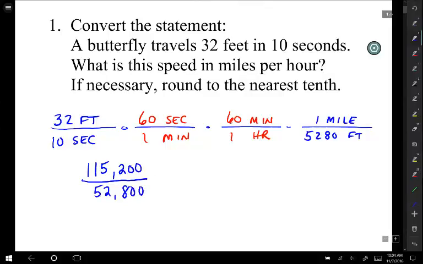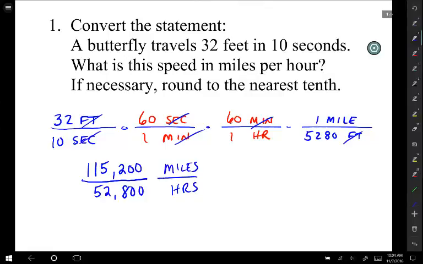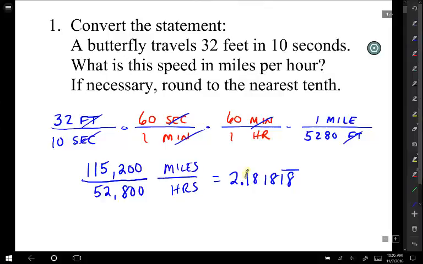52,800. Now the seconds canceled, the minutes canceled, and the feet canceled. So we are in miles over hours. So let's divide that, 115,200 divided by 52,800. So 2.181818, repeating. So I'm going to highlight the tenths.